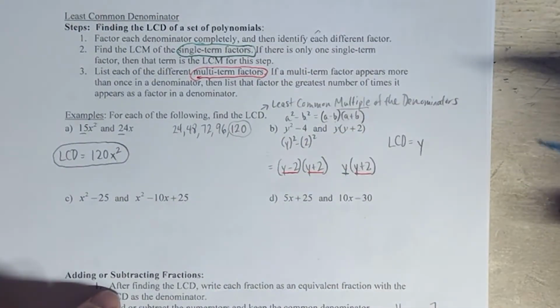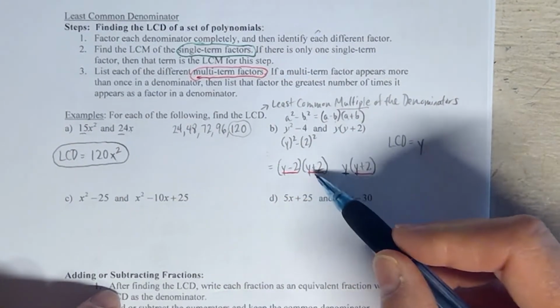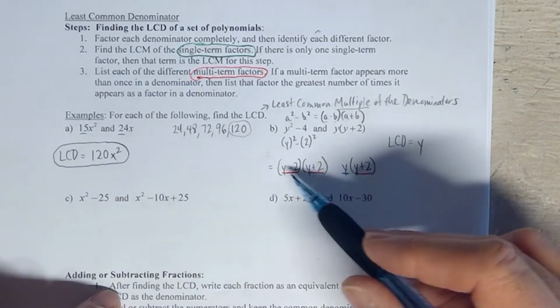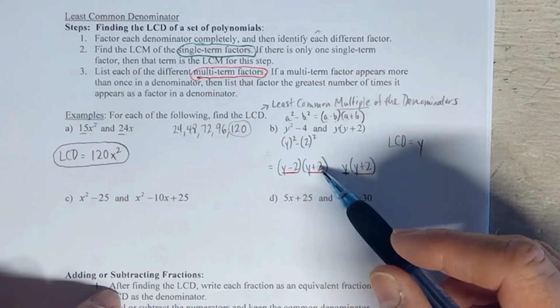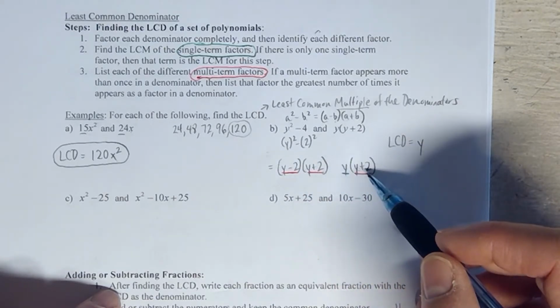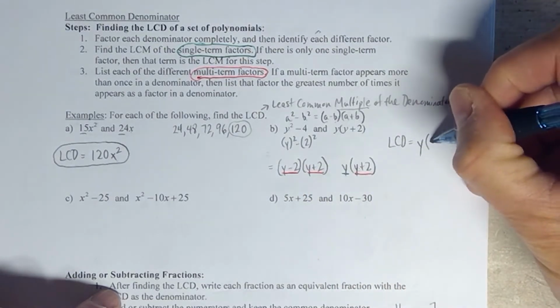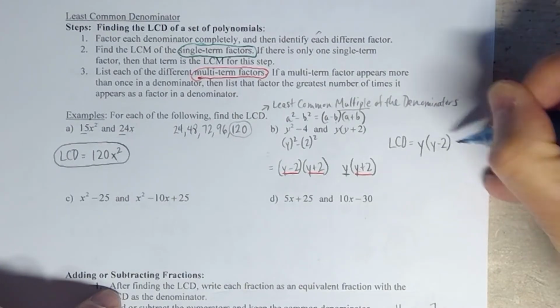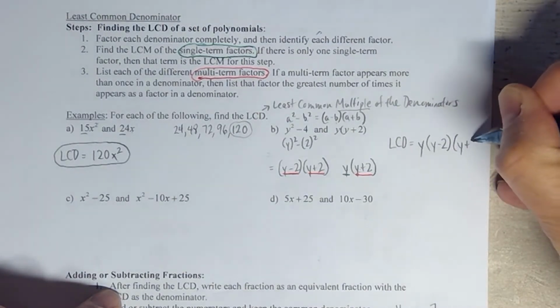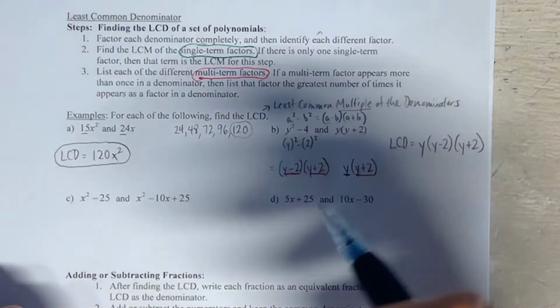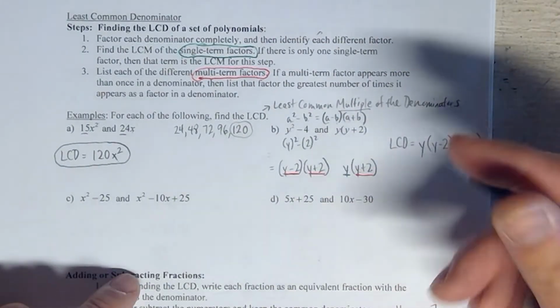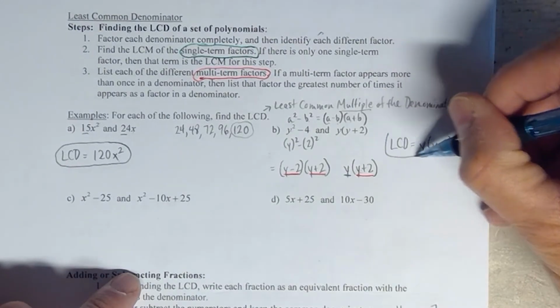It says list out each of the different ones. How many? You see we have 3 of them here, right? But there's only 2 different ones because 2 of them are the same. The 2 different ones are y minus 2 and y plus 2, and then y plus 2 repeats over here. So what you do is you just put all of the different ones into the LCD. Do not just put all 3 of them in there. You got to put all of the different ones in there. That's the key. That's for the red part.